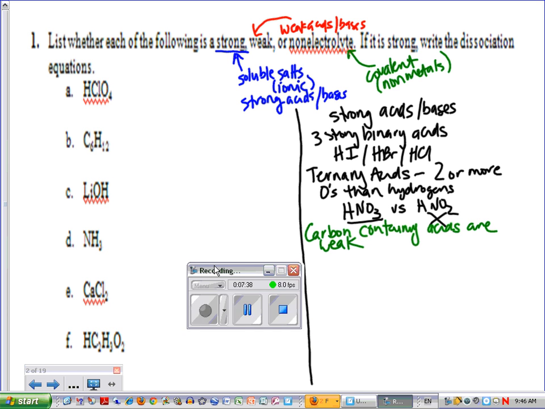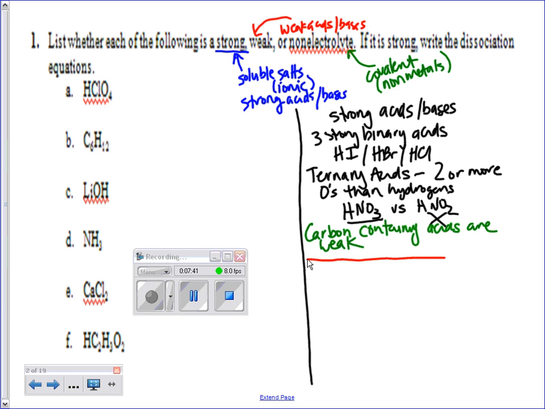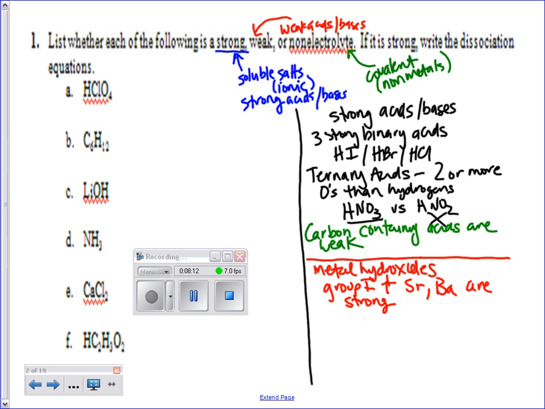Okay, let's talk about bases. Bases usually are defined as substances that have what in them? Usually, not always. The hydroxide ion. And we're specifically talking about metal hydroxides. When we're looking at the metal hydroxides, your group 1 plus the bottom of group 2 being strontium and barium are strong bases. They're going to dissociate 100%.